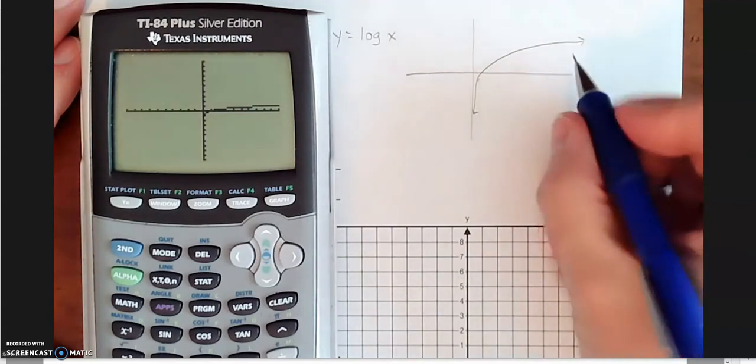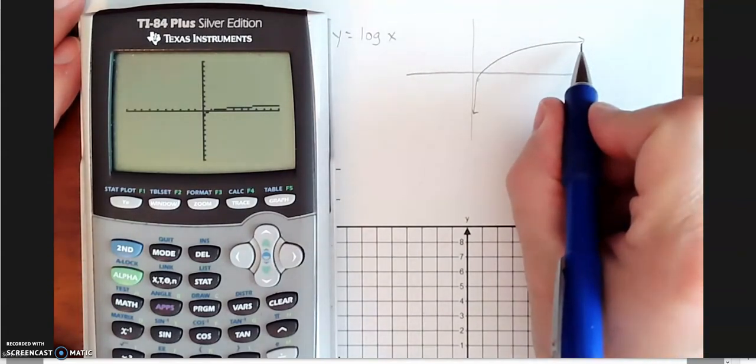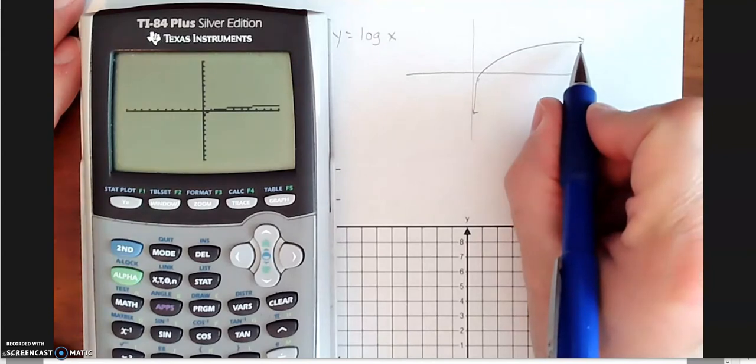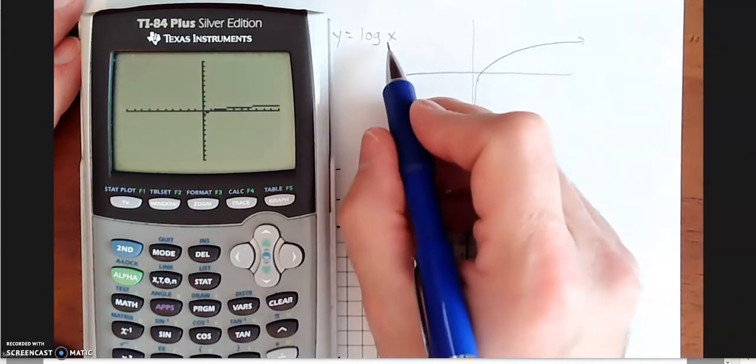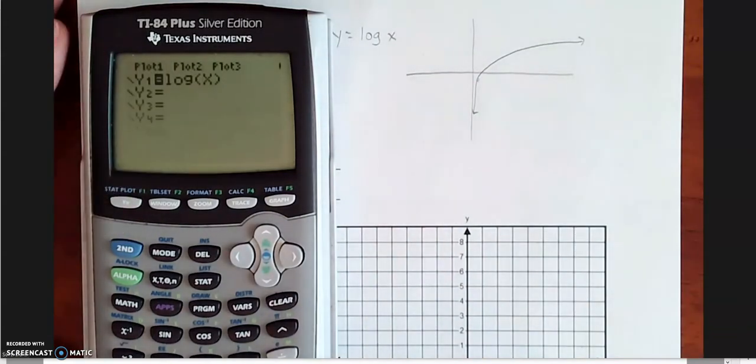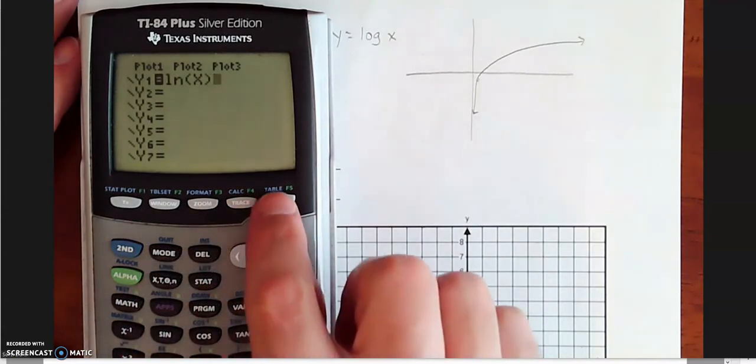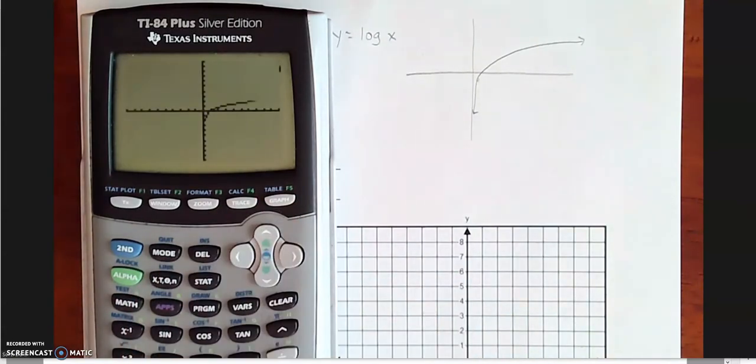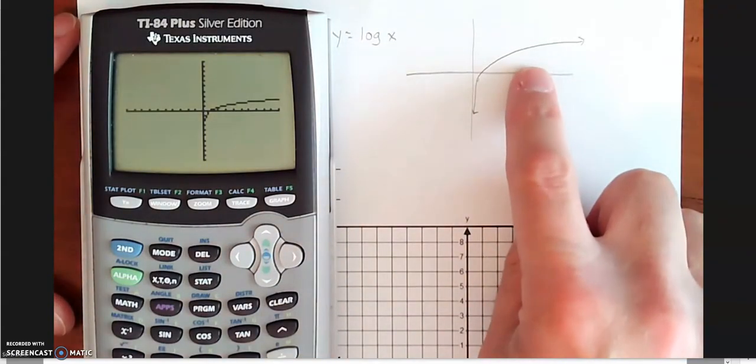And it never truly levels off. It always increases, but it increases at a painfully slow rate. And that's what all logs do. So that one's just a basic log. If you were to do the natural log, so if we clear that out and do a natural log of x, all you're going to see is just a different angle to it. But in general, all logs have this look to them.